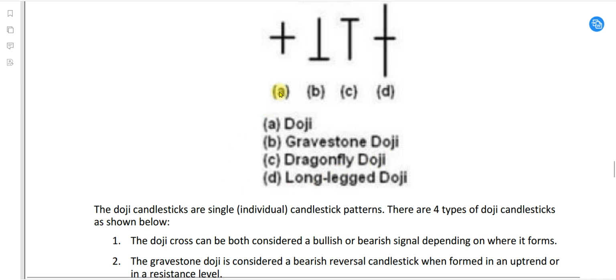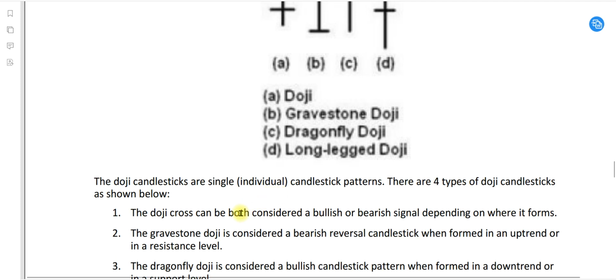The first one, the Doji cross, which is this, can be considered either a bullish or a bearish signal depending on where it forms. We already know that from resistance we sell and from support we buy. So if we find a Doji cross at the resistance zone, it is signaling us to take a sell. And if we find this same Doji at the support zone, it is signaling us to take a buy. So this Doji cross can be a bullish or a bearish signal depending on where it forms.